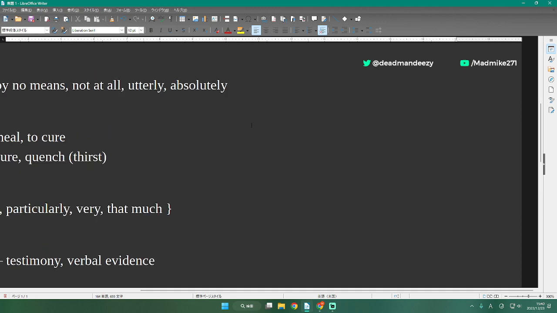By no means, not at all, utterly, or absolutely is tote. Down to the very bottom, if translated literally, tote is by no means, not at all, or utterly, depending on what verb this is used with, because this is an adverb. Tote.